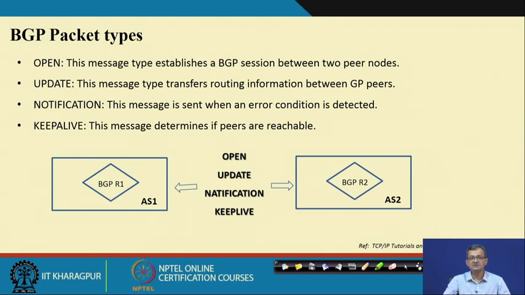Notification is sent when an error is detected. If there is an abnormal situation, it requires a notification. Keep alive determines if the peers are reachable or not. It is some sort of a beaconing type of message which goes on continuously.